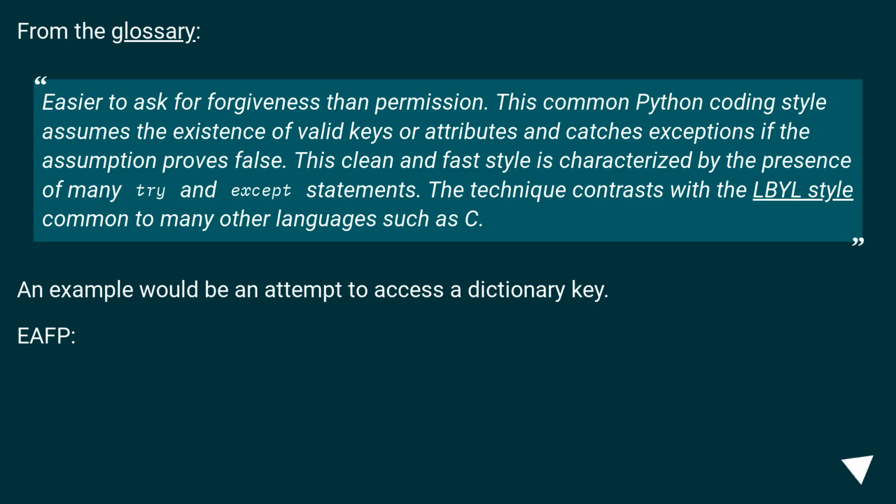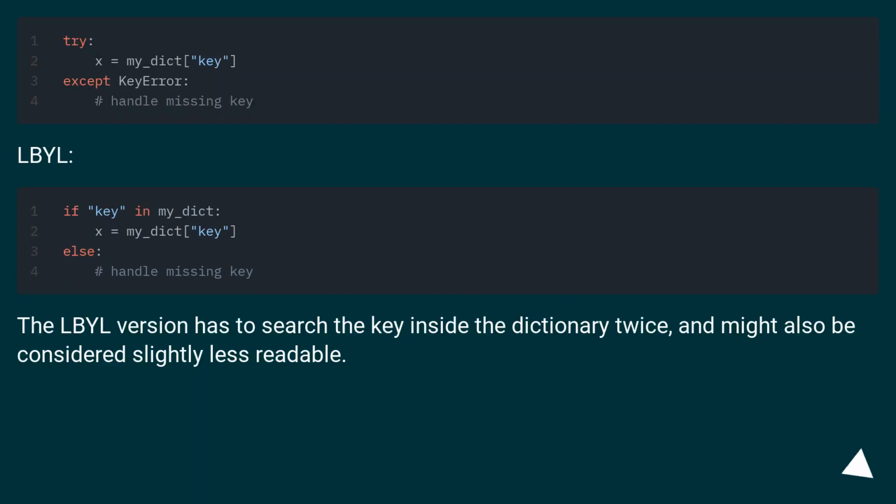An example would be an attempt to access a dictionary key. EAFP. LBYL. The LBYL version has to search the key inside the dictionary twice, and might also be considered slightly less readable.